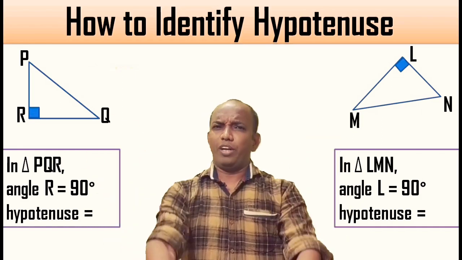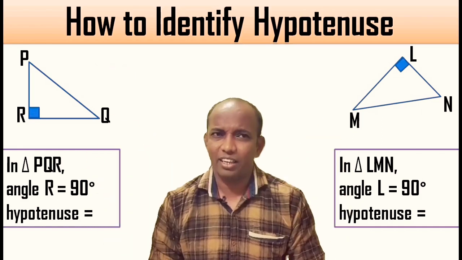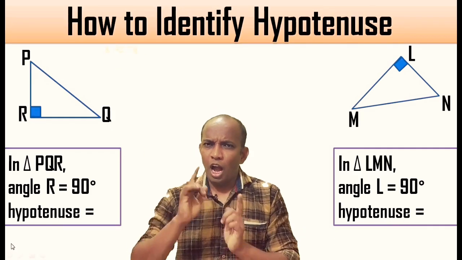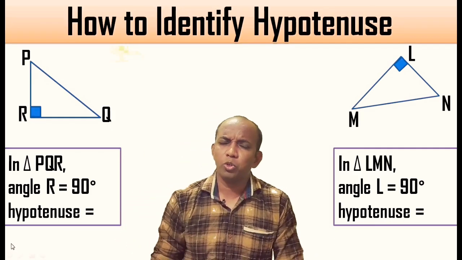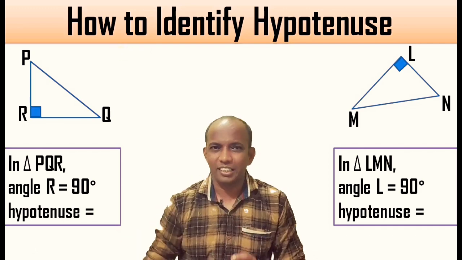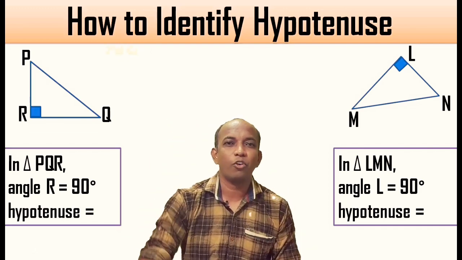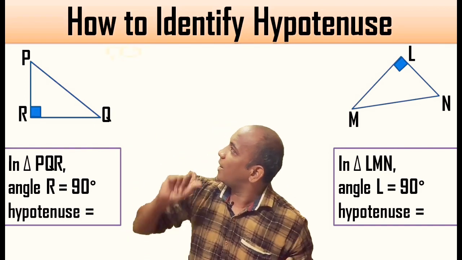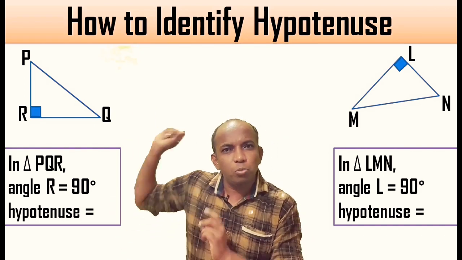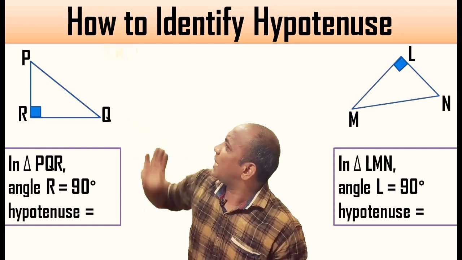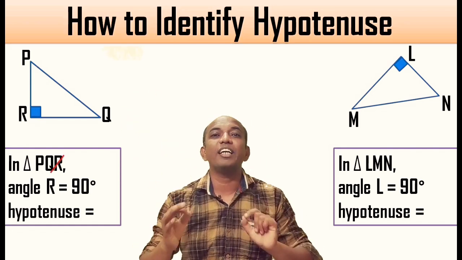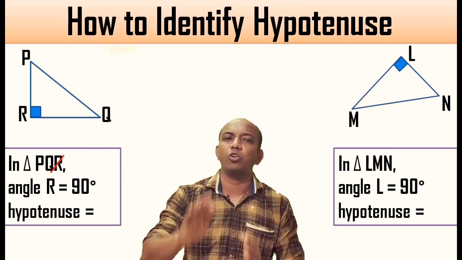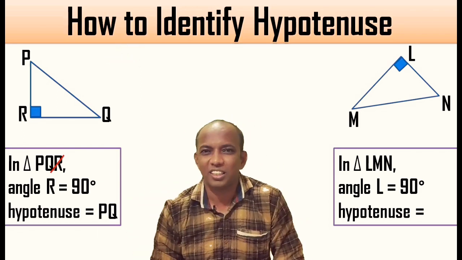Now the easiest way to find the hypotenuse in that triangle is, my first target is to locate the 90 degree angle. After locating that angle, the vertex which is at 90 degree must be removed from the name of the triangle. That means in triangle PQR, angle R is 90 degree, right? So remove that letter R. Once you remove that letter R from the name, we get only PQ as the remaining part of it, and that PQ is nothing but the hypotenuse in that triangle.